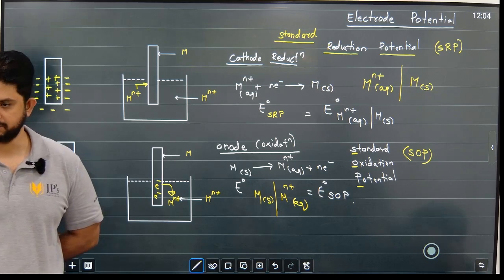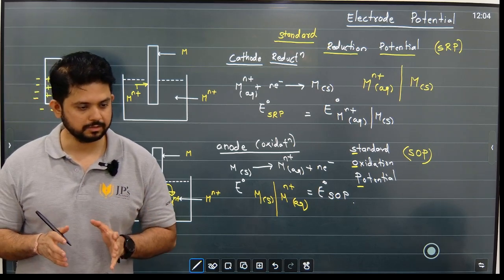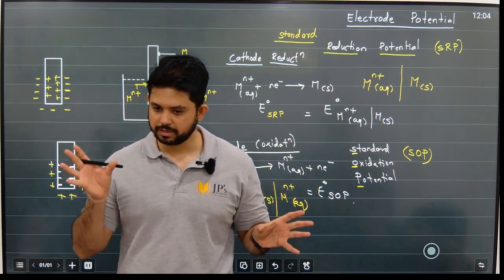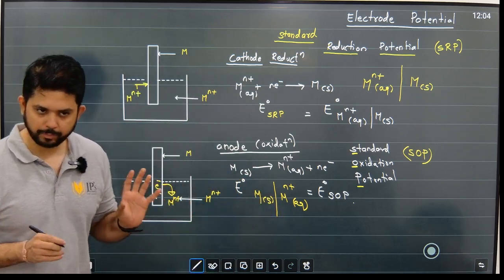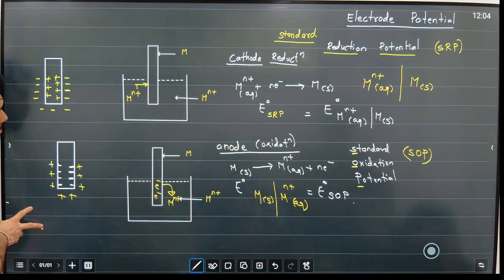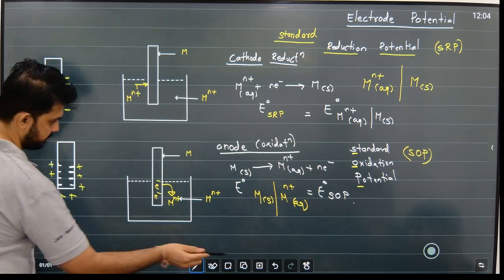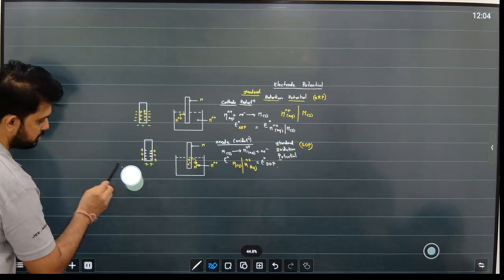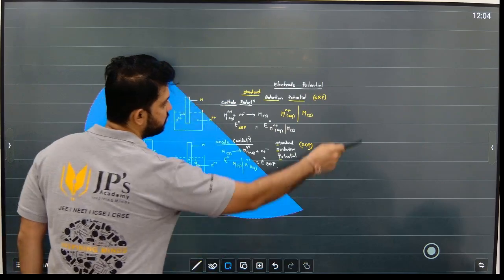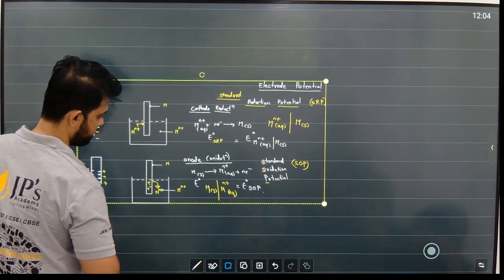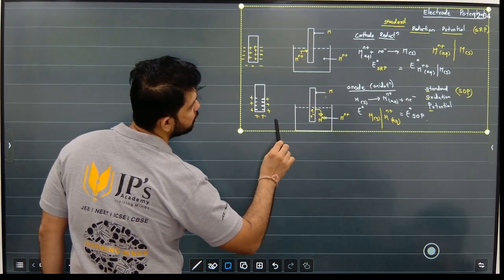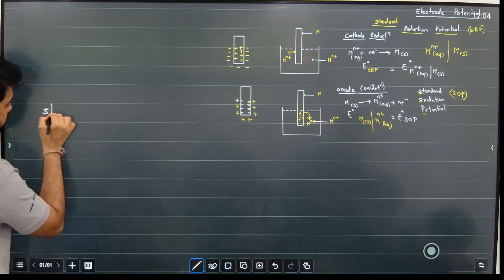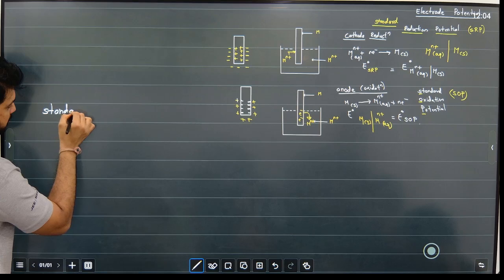Any questions still here? In order to make a cell, you should have a cathode. You should also have an anode, which means एक electrode पे oxidation होगा, एक electrode पे reduction होगा. And hence, you can use these potentials to find, I repeat, you can use this to find standard cell potential.